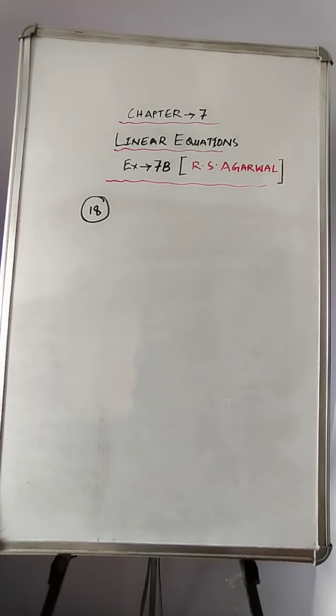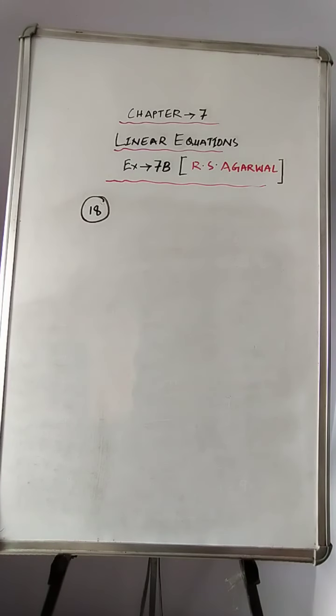Hello students, today also we'll continue with exercise 7B from S. Agarwal chapter 7, linear equations, and today I will explain question number 18 and 20. These two are age related problems. In question number 18 there is one small mistake: in place of younger you have to write older.